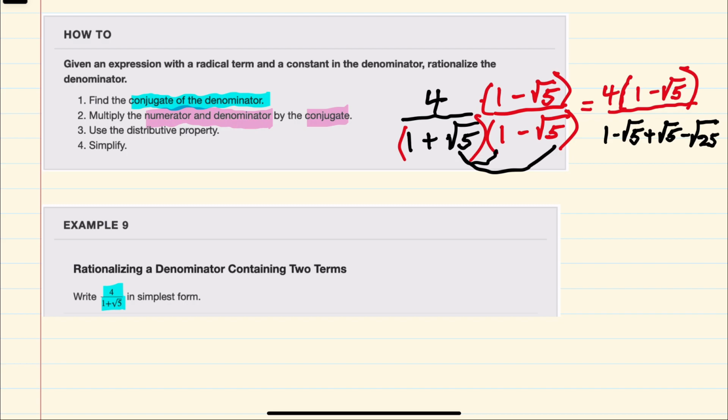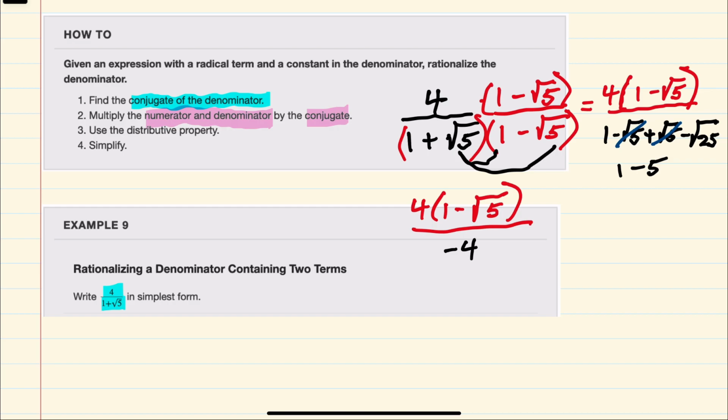And we can see that that denominator is going to simplify quite a bit. I'll leave the numerator as it is for the time being. And in the denominator, we can see that the minus square root of 5 and the plus square root of 5 cancel. That will always happen whenever we have these conjugates. And I'm left with just 1 minus the square root of 25, which is 5. So that simplifies to be just a minus 4.